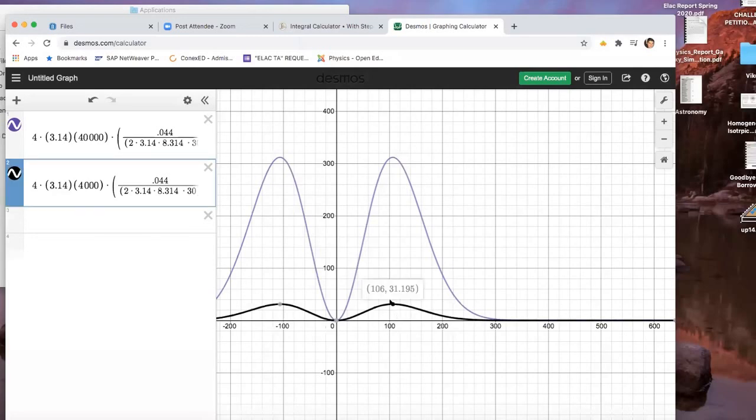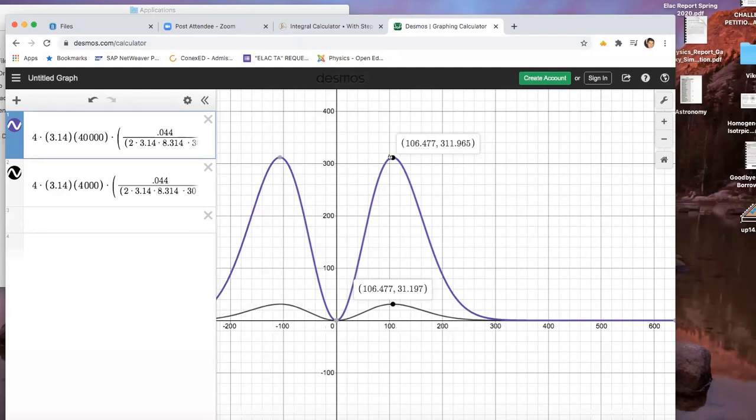There are fewer particles. Does it change your V probable? No. Right, this is 106. The only difference is that on this one, you have 311 particles going at that speed. Here you have 31, so it's 10 times less. So in order to keep that same temperature with fewer molecules... changing the number of particles is not changing it much. So we can kind of see now the effect of changing particles, changing the molar mass, and changing the temperature.